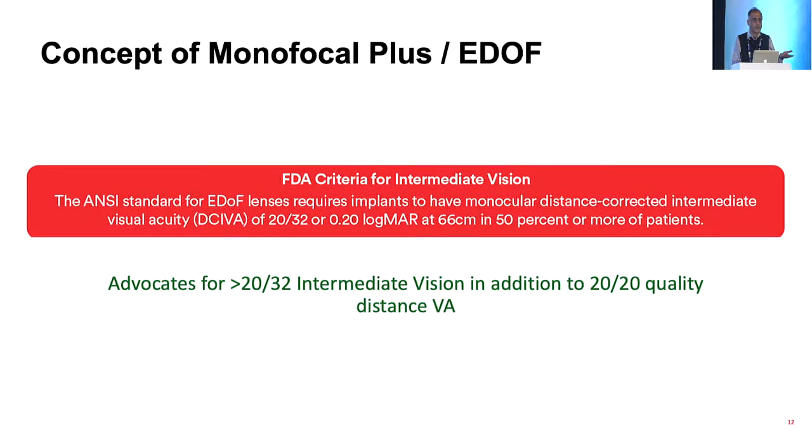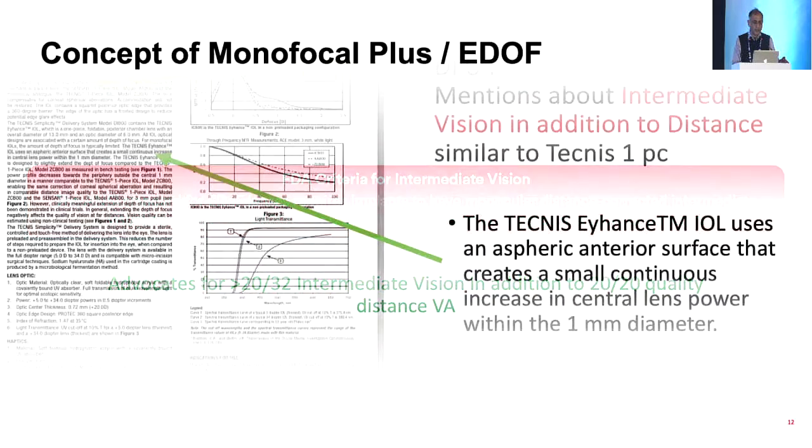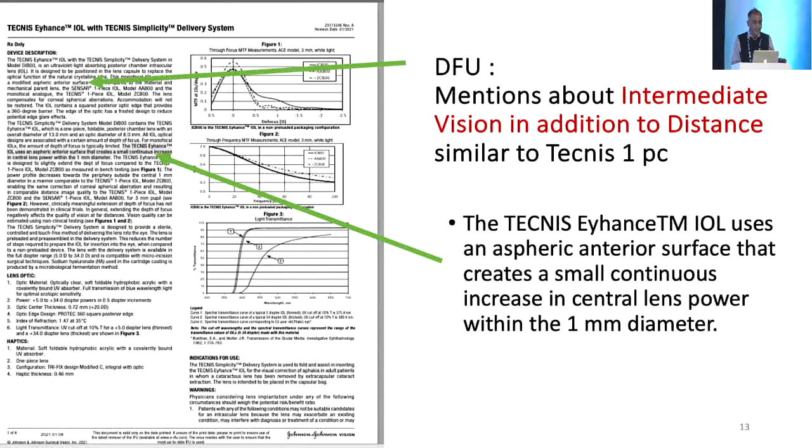So what is an EDOF actually? What do you mean by EDOF? Well, according to the FDA, it is when you have a good 20/20 vision for distance and better than 20/32 for intermediate. So it's not based on any technology. And what is the direction for use of Eyehance? It says that the intermediate vision along with the distance vision was mentioned to be better than 20/32. The DFU also said that the Eyehance uses an aspheric anterior surface that creates a small continuous increase in the central lens power within the 1 millimeter diameter.